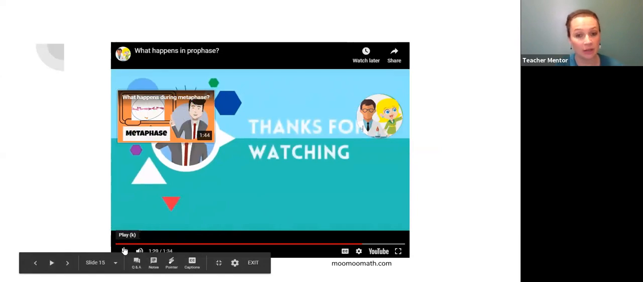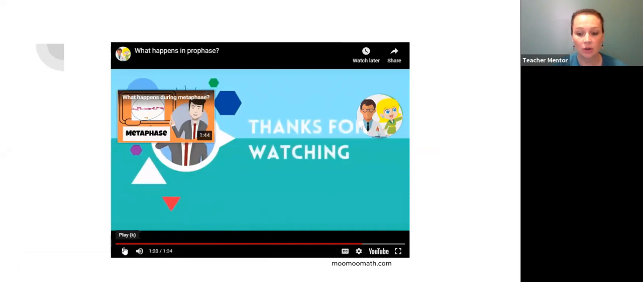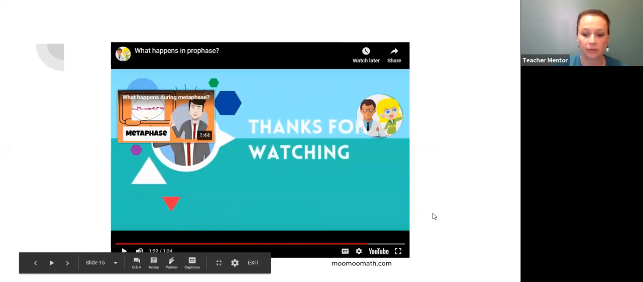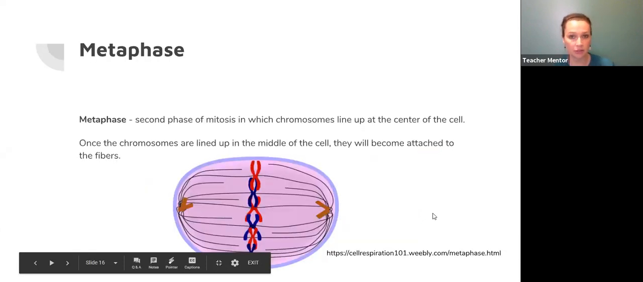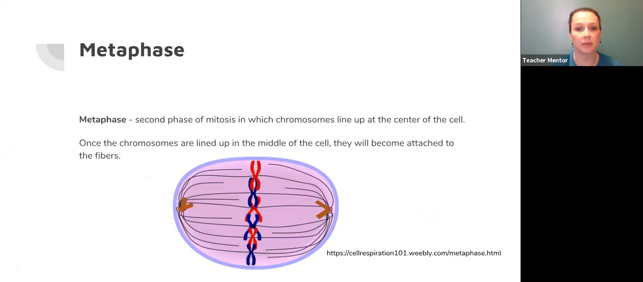Okay, so again, hopefully that made sense. From prophase, which is the first technical stage of mitosis, we have metaphase. Now, metaphase, again, is the second phase of mitosis in which the chromosomes are going to line up at the center of the cell. Okay? Once the chromosomes are lined up in the middle, the fibers are going to reach out and attach themselves on one side of each centromere.